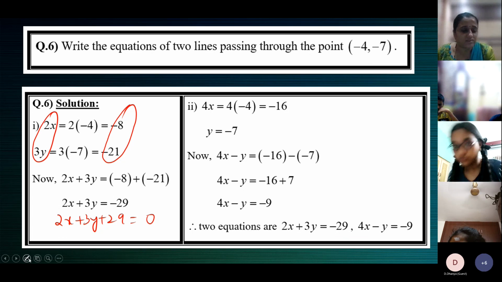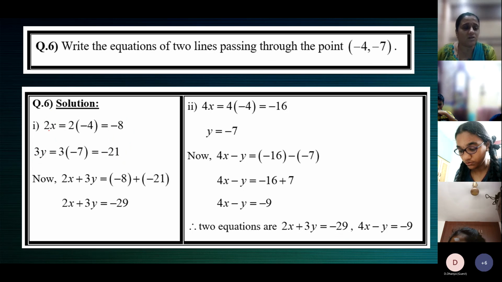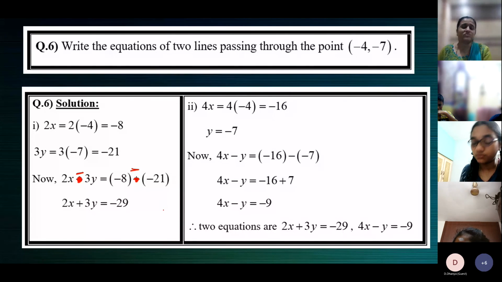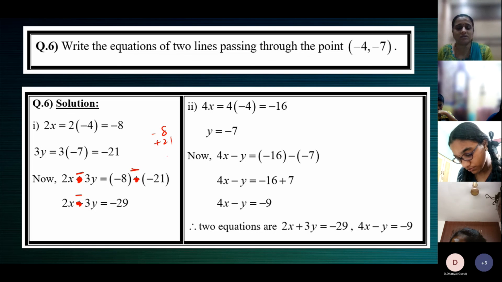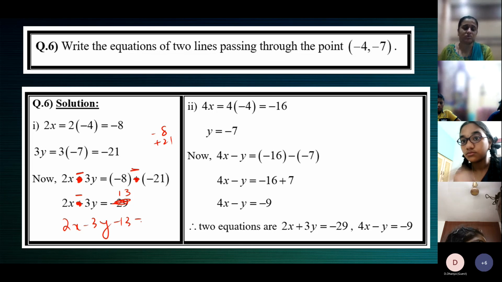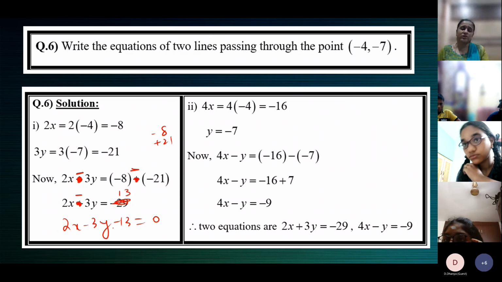Now, if you say 2x minus 3y, you can write 2x minus 3y is equal to -8 minus -21. So you will get 2x minus 3y is equal to, what is -8 plus 21? What is this, children? 13. So you will get plus 13 here. So 2x minus 3y minus 13 is equal to 0. Not that you should only add, you can even subtract.